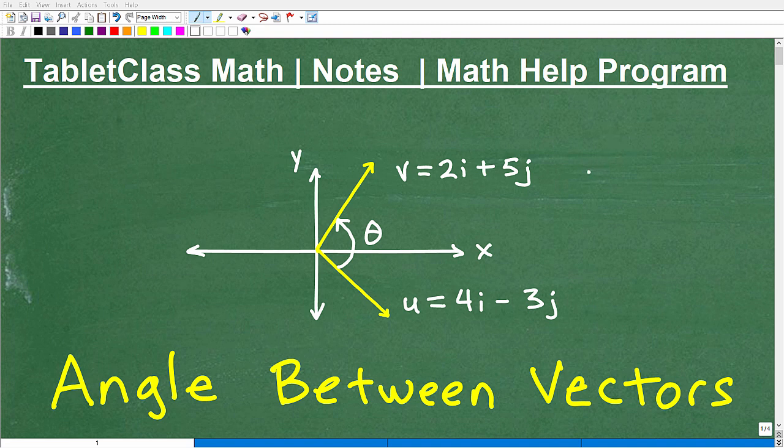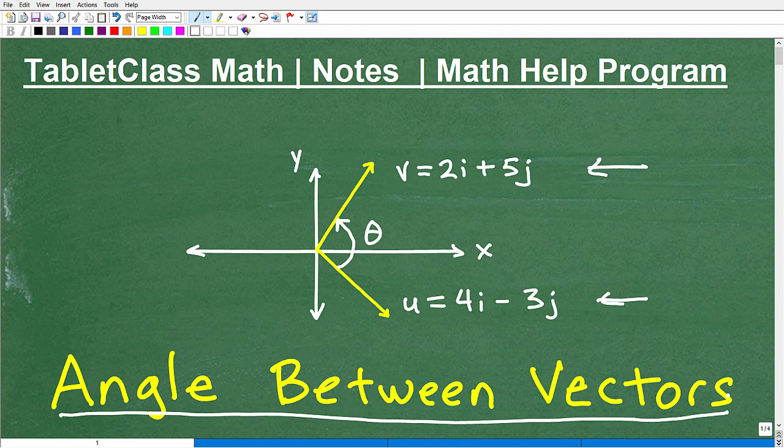Okay, so we got two vectors here. This is one vector and this is another vector. And we want to find the angle between the vectors. Okay, so if you're watching this video, obviously you're watching it right now.